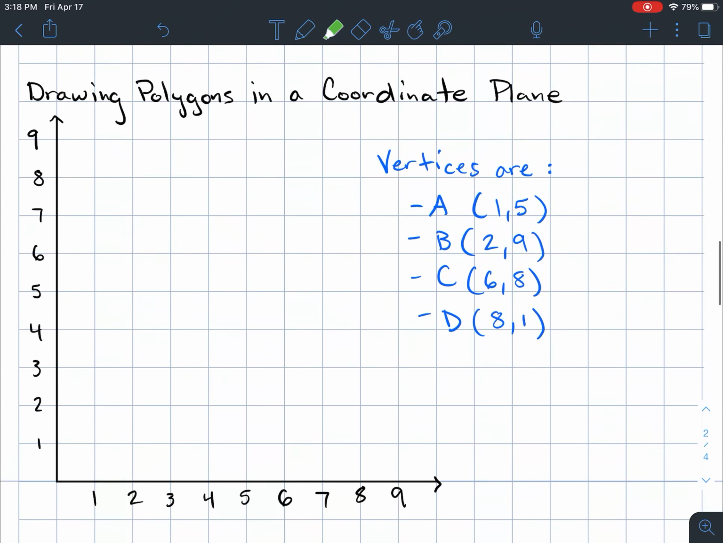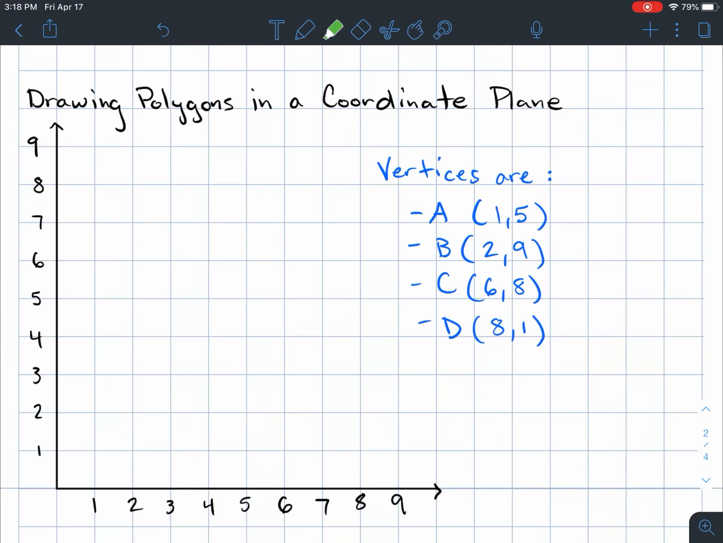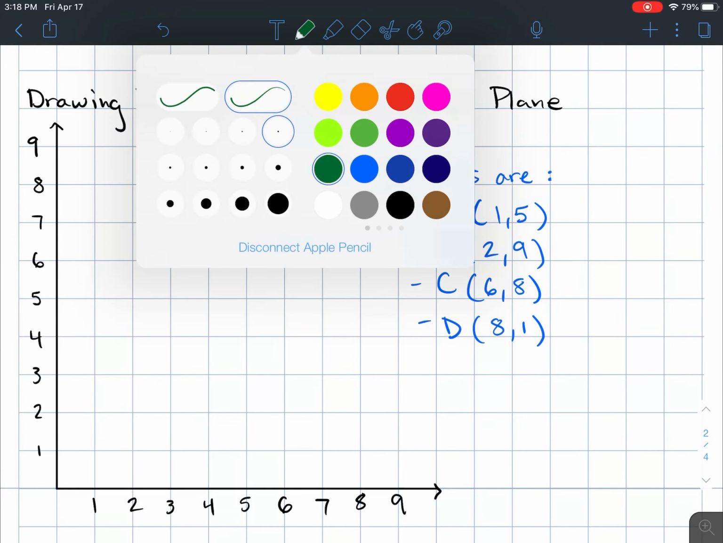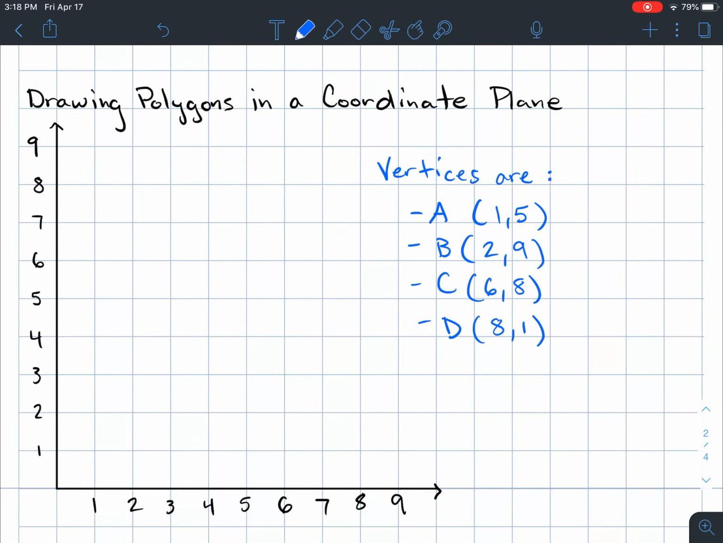And the last example, so now this is just something we've done in the past. It's drawing polygons in a coordinate plane, and there are the vertices, the points that we're going to use. So I'll go over it very quickly. We have points A, B, C, and D. A is at 1 and 5, so we go 1 over and 5 up, and this is point A. Point B is at 2 and 9, so we go 2 over and 9 up. So this is point B.